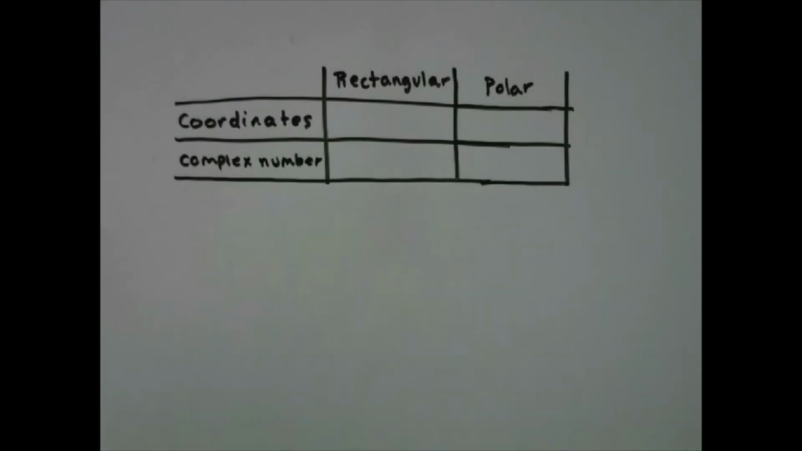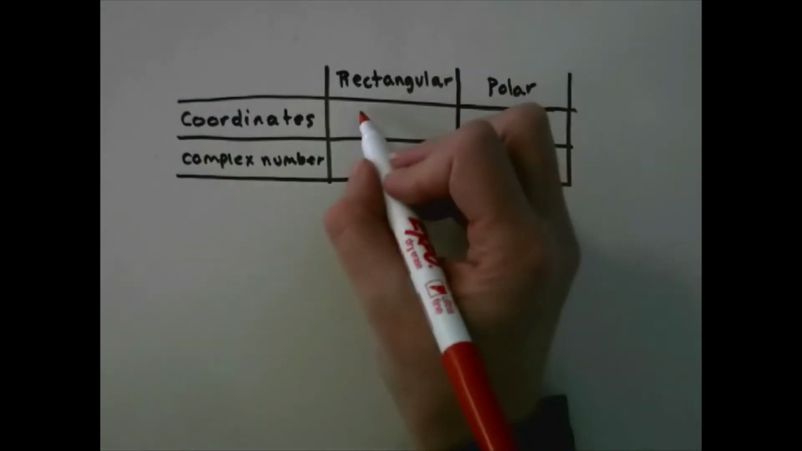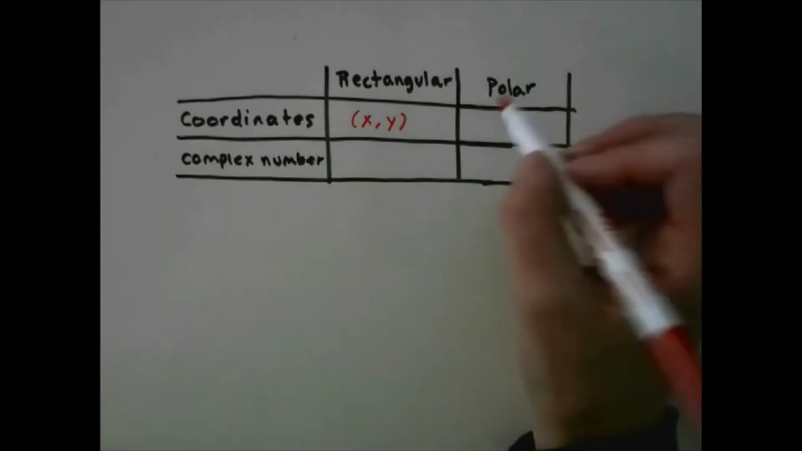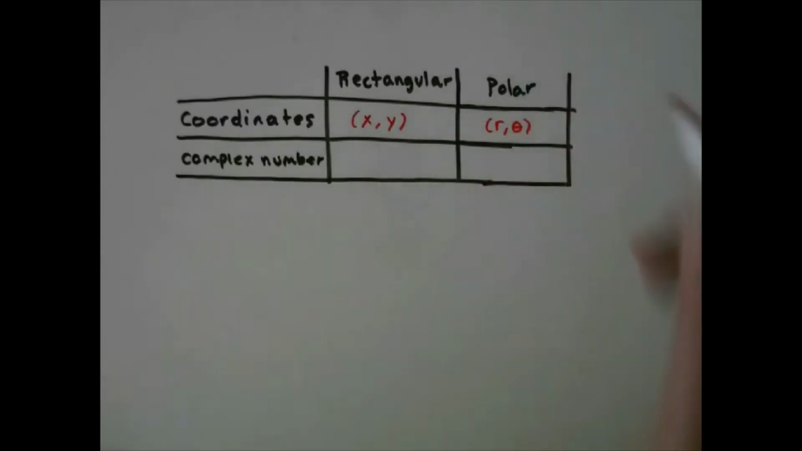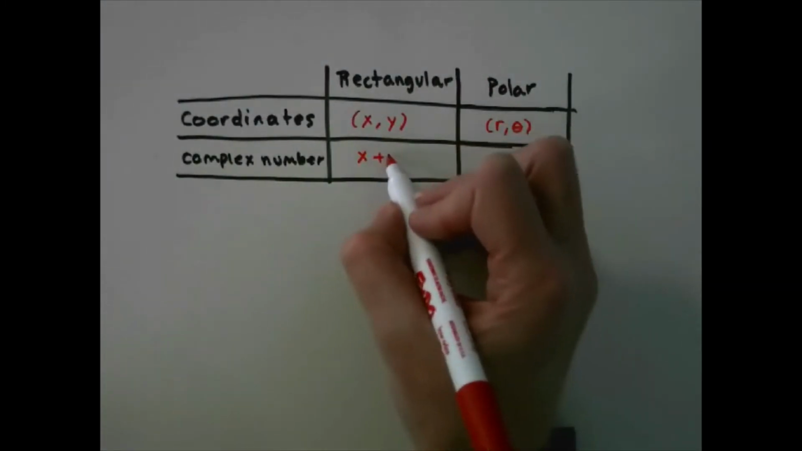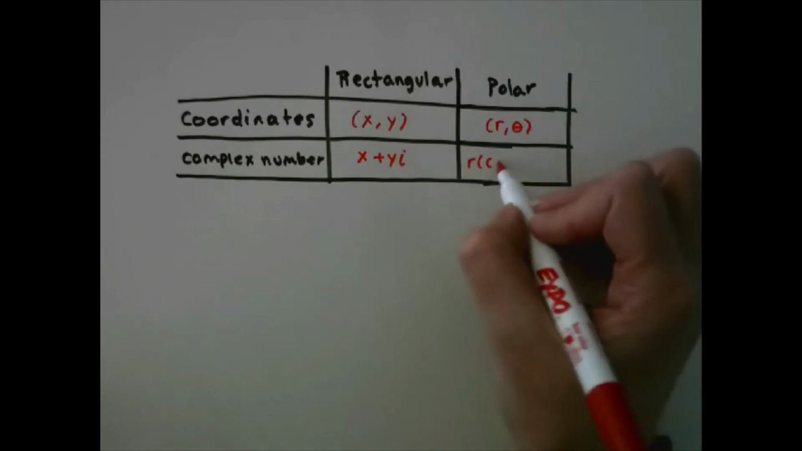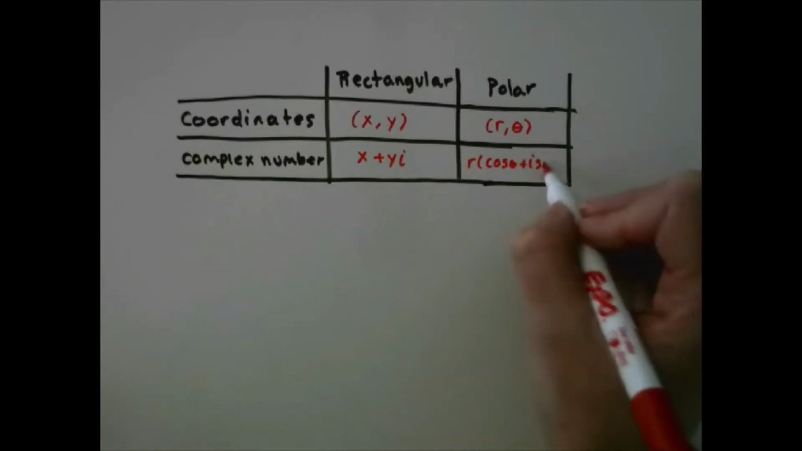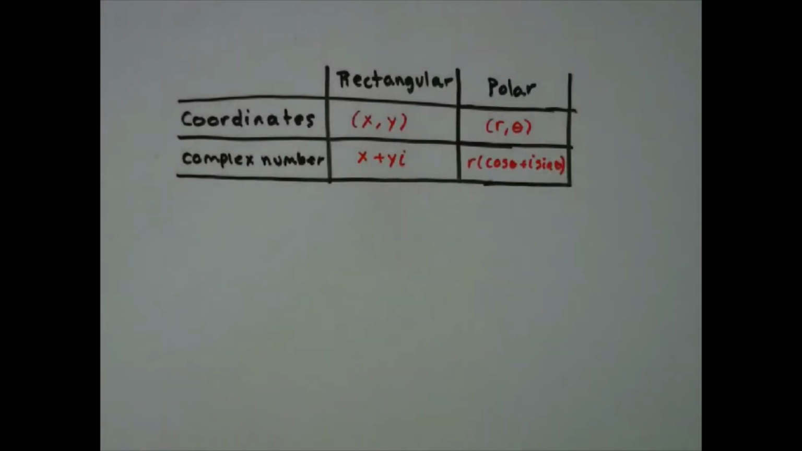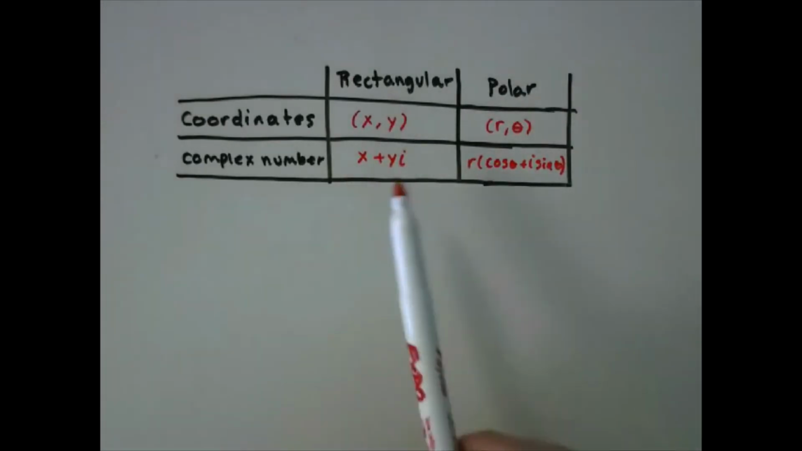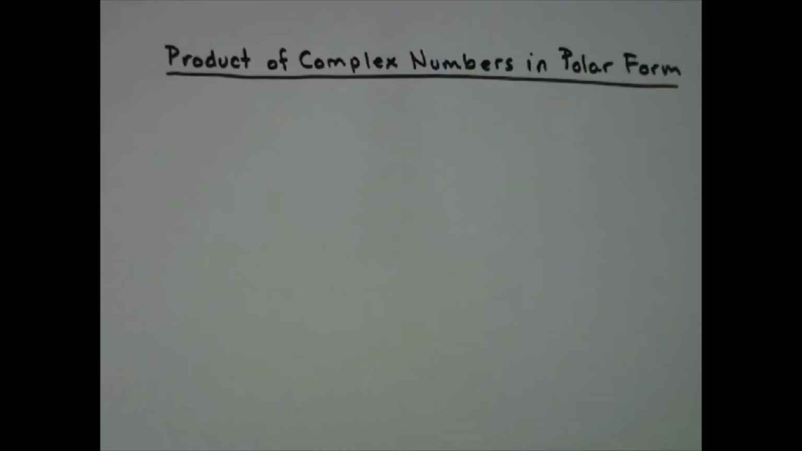So before we move on, I want to just differentiate between coordinates and complex numbers, because the math we're using is pretty much the same thing, so it can get a little confusing. For coordinates, the rectangular coordinates are x comma y. Polar coordinates are r comma theta. It's the parentheses, comma, and so on. The complex numbers are x plus y I and r cosine theta plus I sine theta. So they're different. They don't mix and mingle. Complex numbers are complex numbers, coordinates are coordinates.